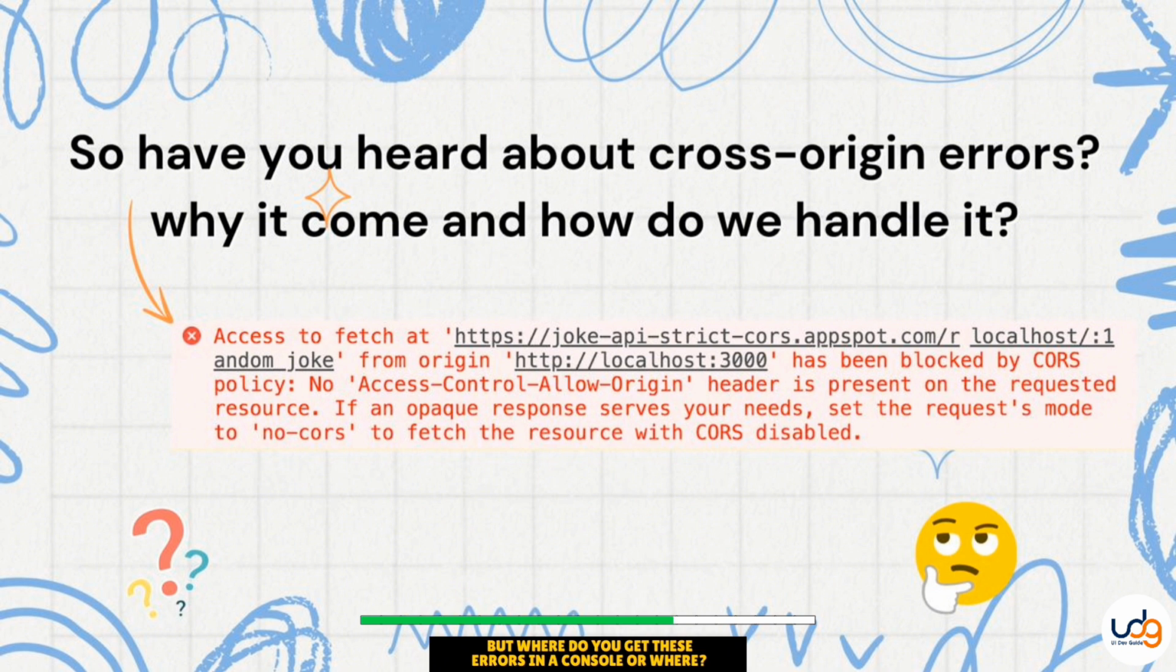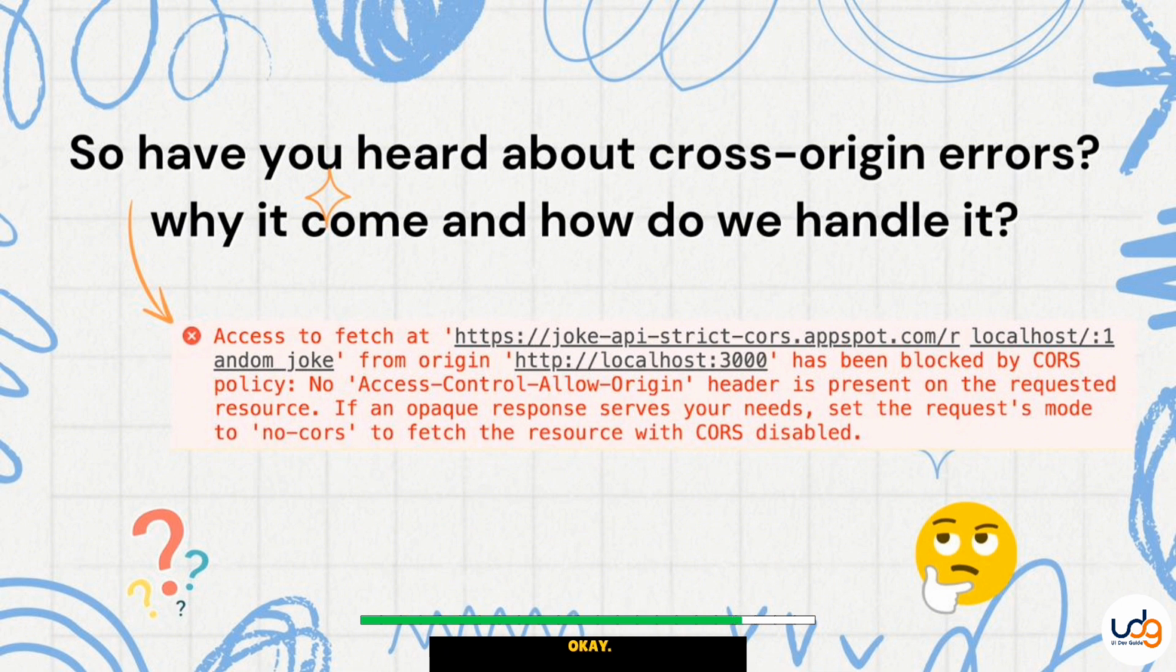But where do you get these errors? In the console or where? In the network. Correct. So Chrome gives you that error. Yes. That error is made by the browser itself, because the browser doesn't allow you to navigate from one domain to another domain in the same UI.